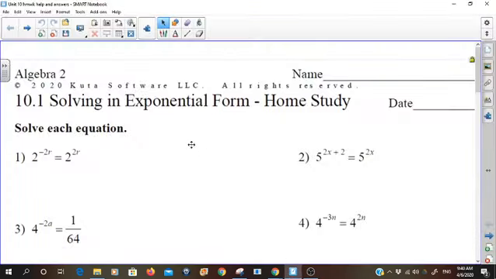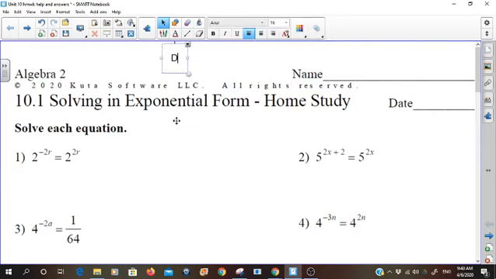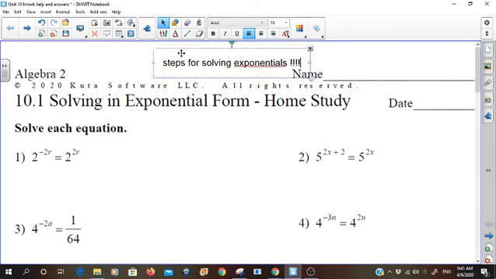And so helping today with 10.1 Solving in Exponential Form. This is something new they're having us do this year. So I'm just going to give you some basically some notes here. Some steps for solving exponentials. Here we go.